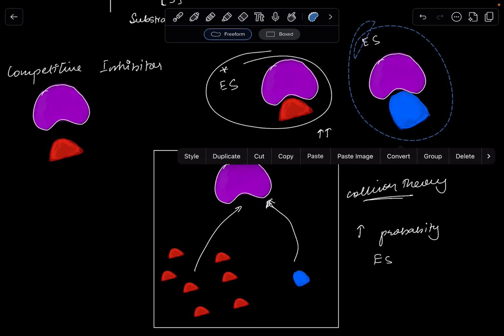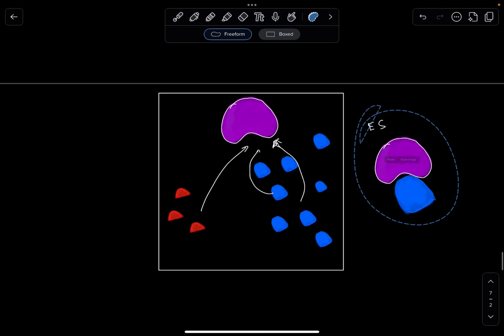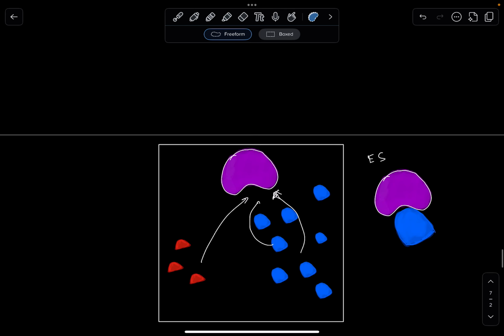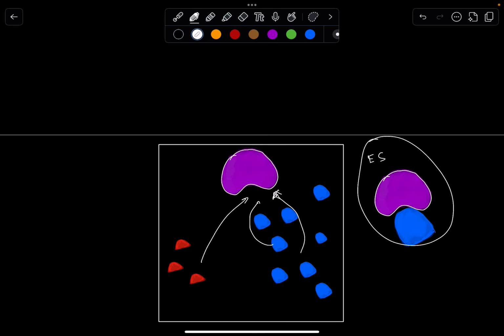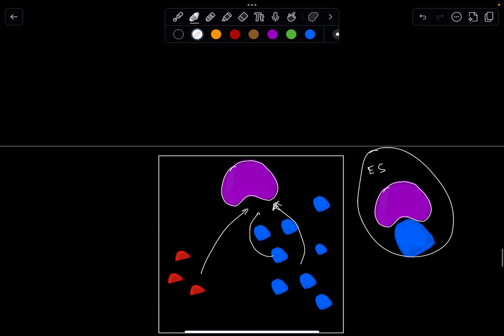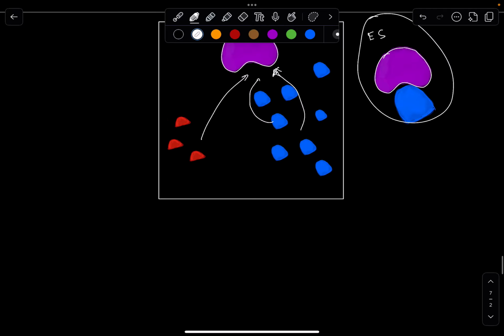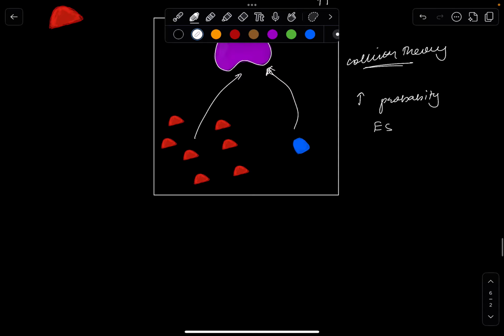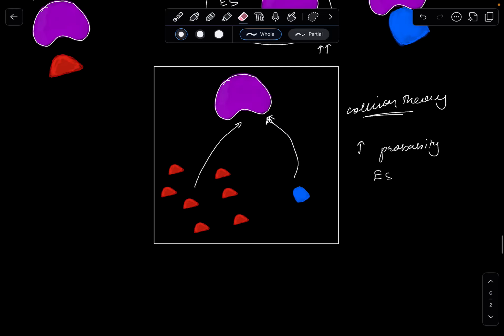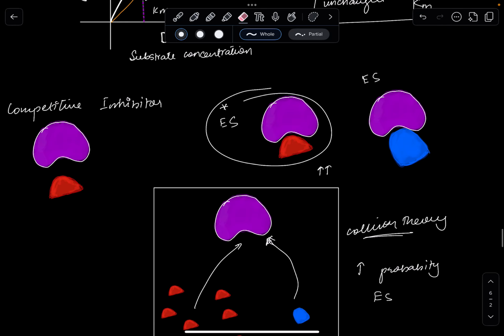And this is all just going back to the collision theory, right? This is more likely to form. In the first case, this was more likely to form. And in the second case, this is more likely to form. So competitive inhibition is reversible because you can just increase your red. If I increase my red back to the original stage, wherein even though I have a lot of blue, it's still very little compared to the amount of red I have, then this ES complex forming's probability will be higher.